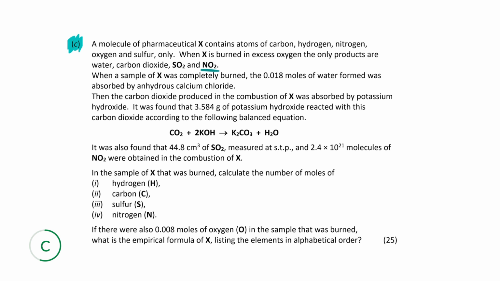But what we do know is that in this bottom section, similar to the sulfur dioxide that we did previously, there's a little bit of information given to us about NO2. We're told that 2.4 by 10 to the 21 molecules of NO2 were obtained. And very similar to the previous process that we used to find the number of moles of the SO2, we can do the exact same process here to find the number of moles of NO2, but instead of using molar volume, we're going to be using something a little bit different.